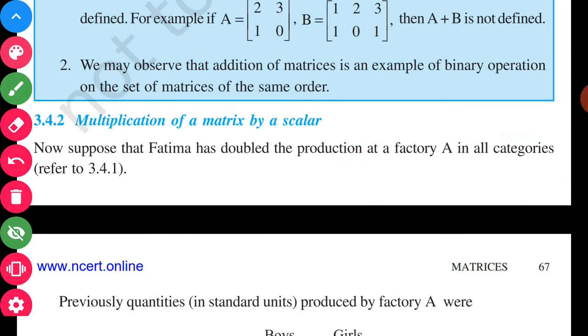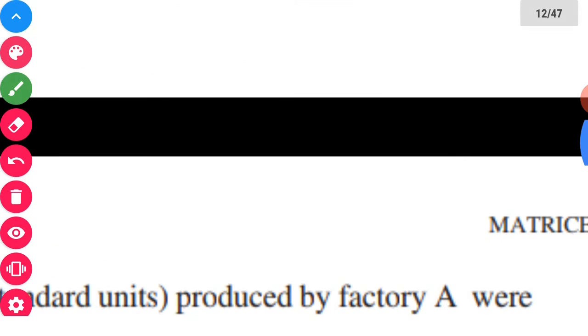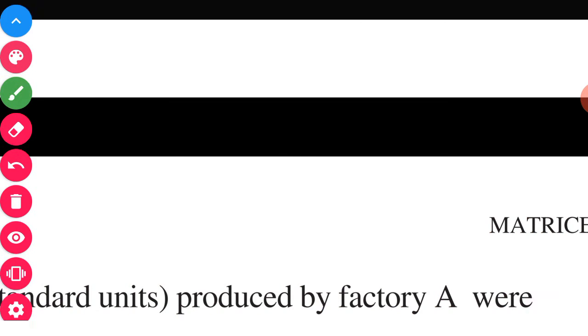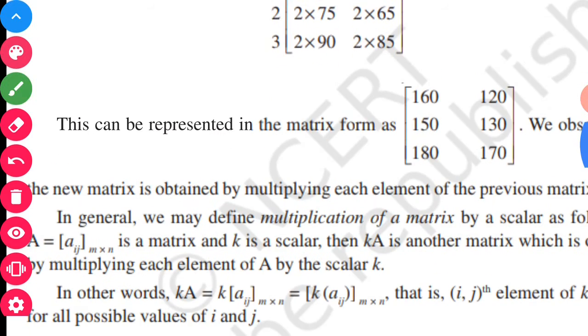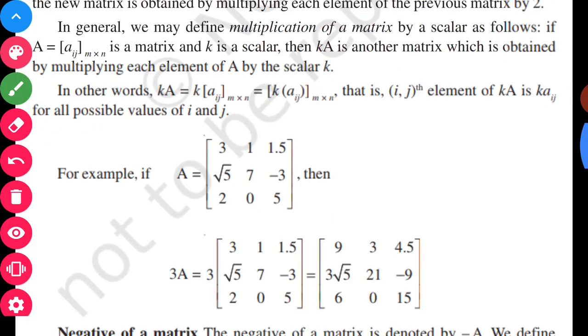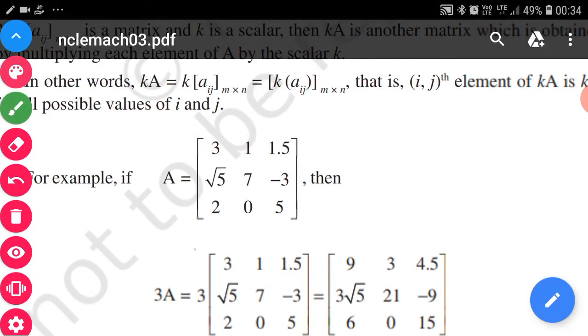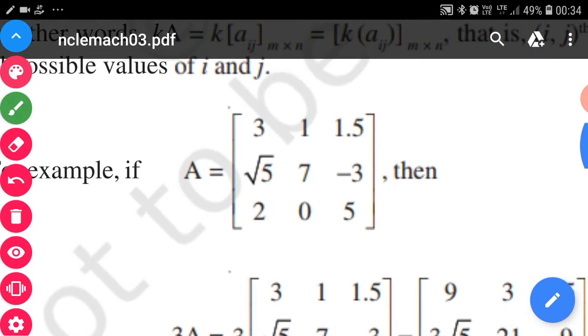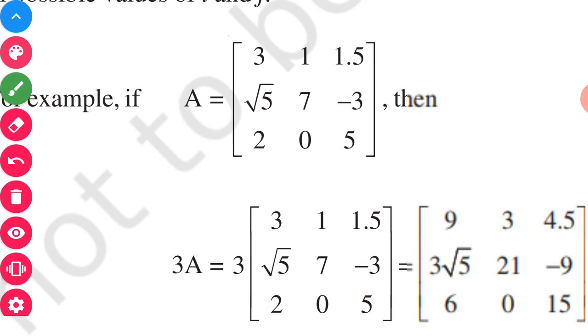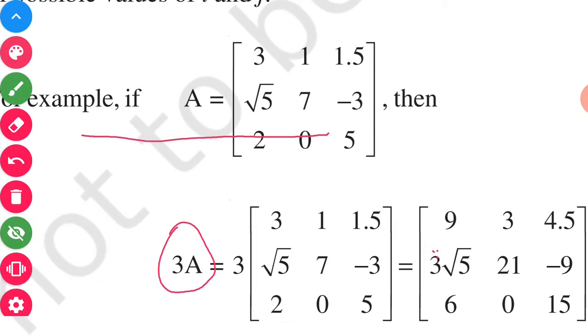Now the next one is multiplication of a matrix by a scalar. What is the meaning of this? Suppose a matrix A is given to us, and we have to find what the value of 3A will be. It means we want to multiply the given matrix by a scalar. A scalar means a number. It may be a real number, it may be a complex number.